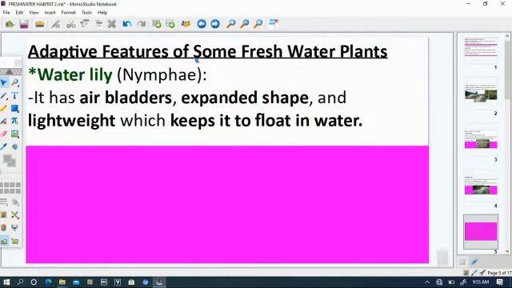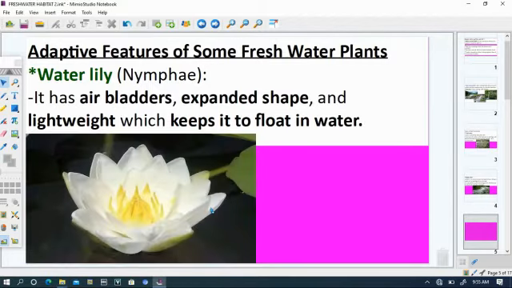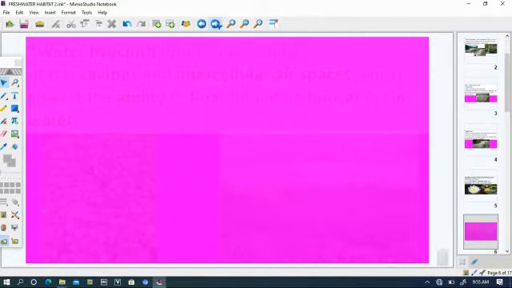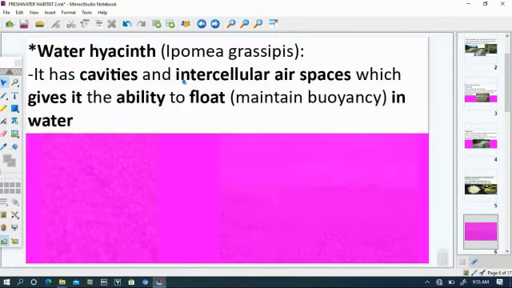Adaptive features of some freshwater plants. The first one is called water lily. Water lily has air bladders, expanded shapes, and is lightweight, which helps it to float in water. Second one is called water hyacinth. Water hyacinth has cavities and intercellular air spaces, which gives it the ability to float in water.